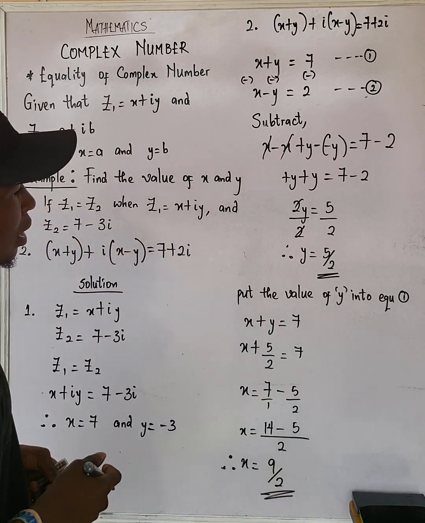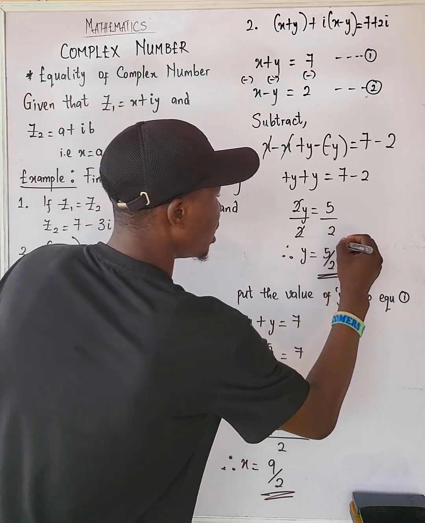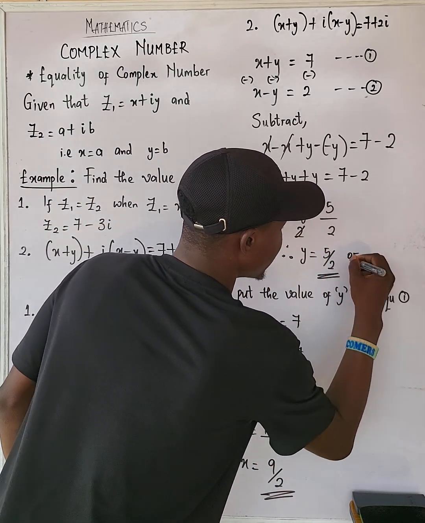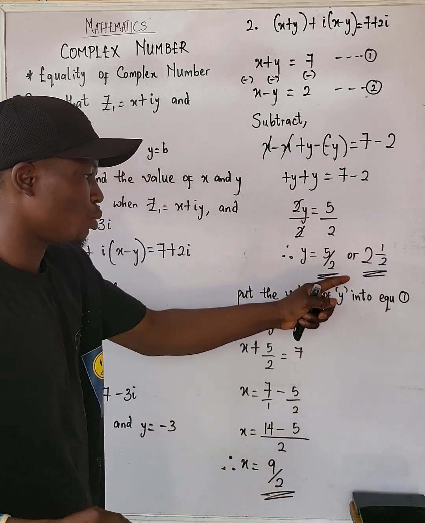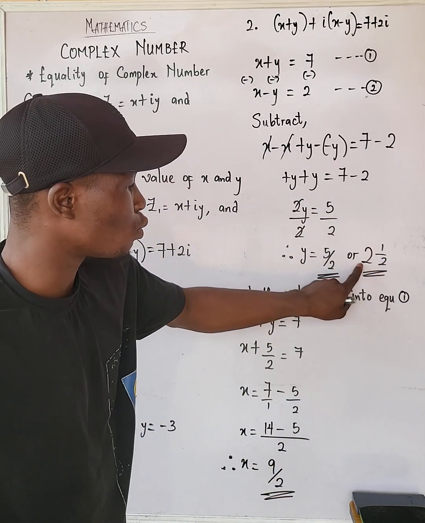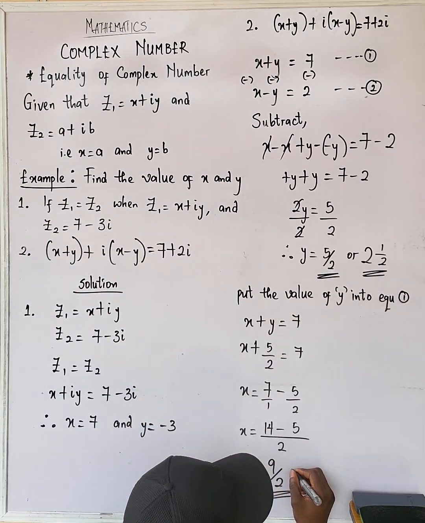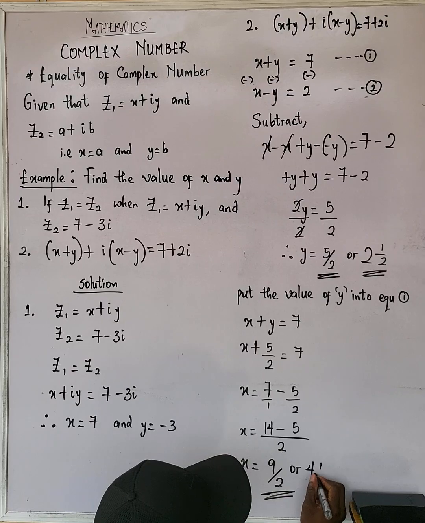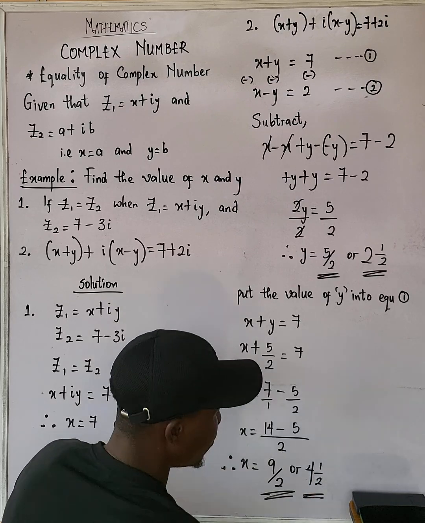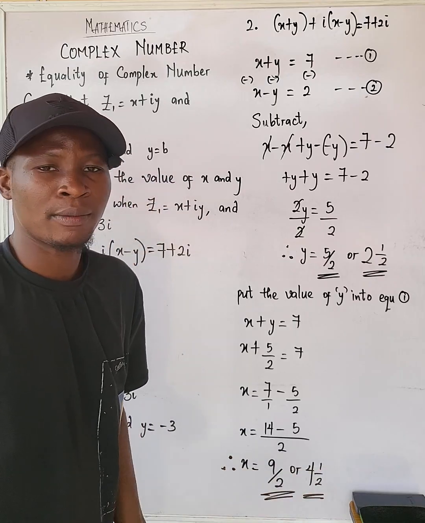9 over 2. If you like, you can leave it like this. If you like, you can put it in mixed fraction. In mixed fraction, what will it be? In mixed fraction, this will be 2 whole number 1 over 2, right? That's 2 times 2, 4 plus 1, 5 over 2. Do you understand? This one, in mixed fraction, what will it be? In mixed fraction, it will be 4 whole number 1 over 2, right? 2 multiplied by 4, 8 plus 1, 9, 9 over 2.